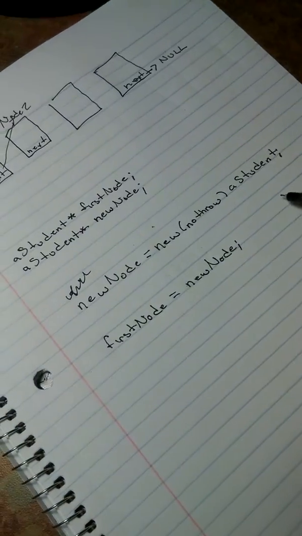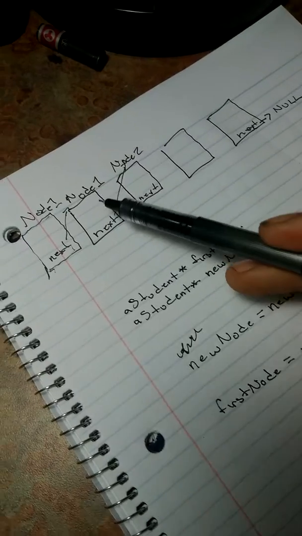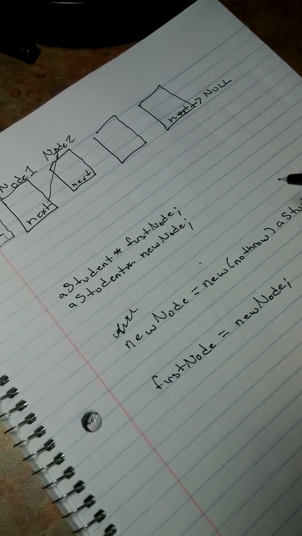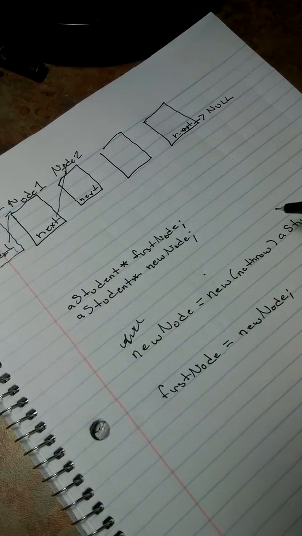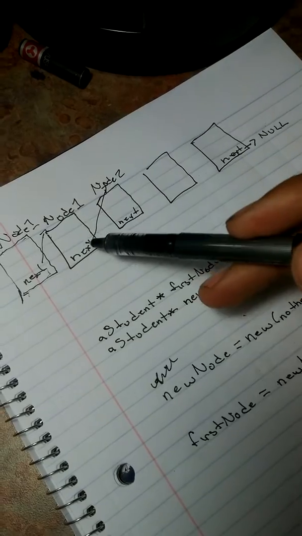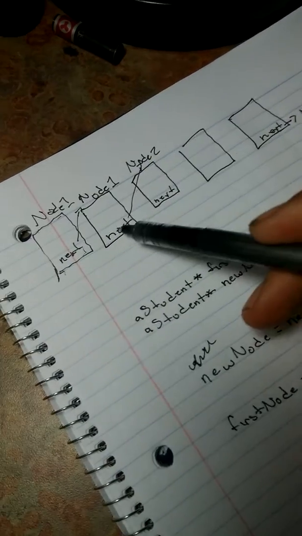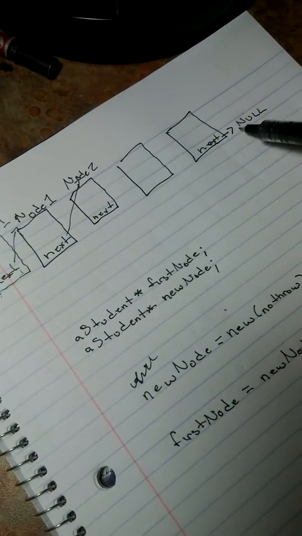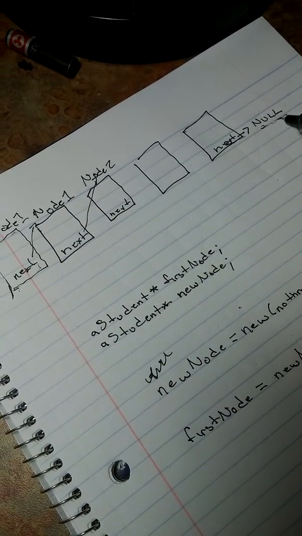But anyway, we'll get to that. So now we have a new node. We want to make sure that if this is our first node, we are pointing next to nothing, because eventually we're going to put a new node before it, and we always want to make sure the last node in our list points to null. So how do we do that?